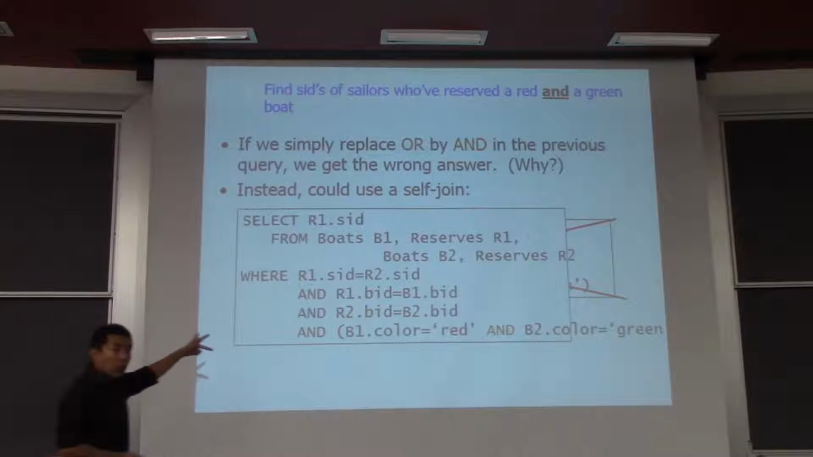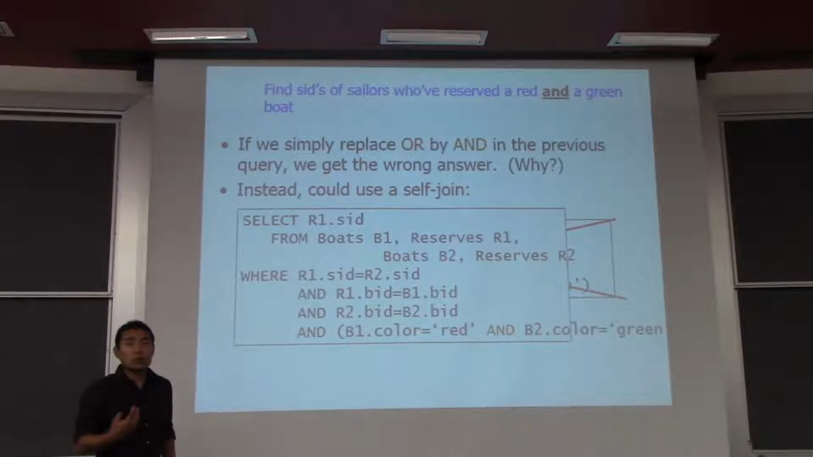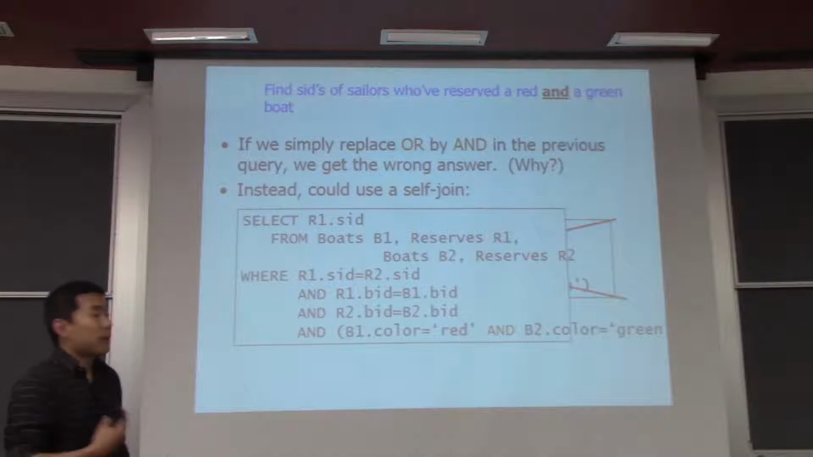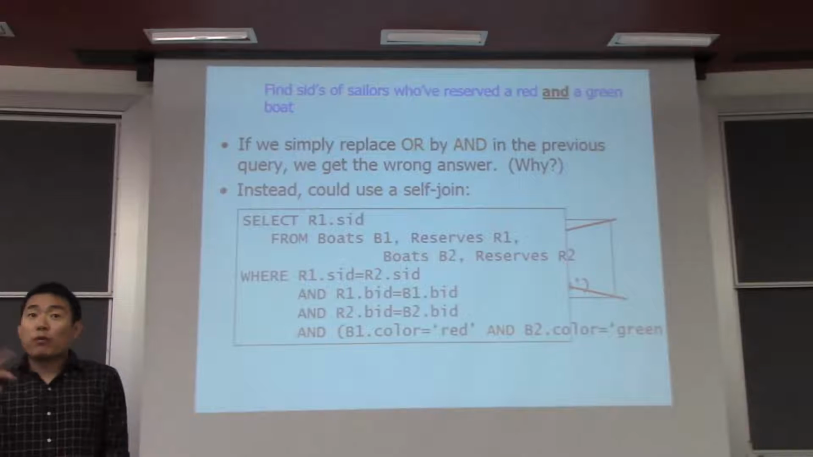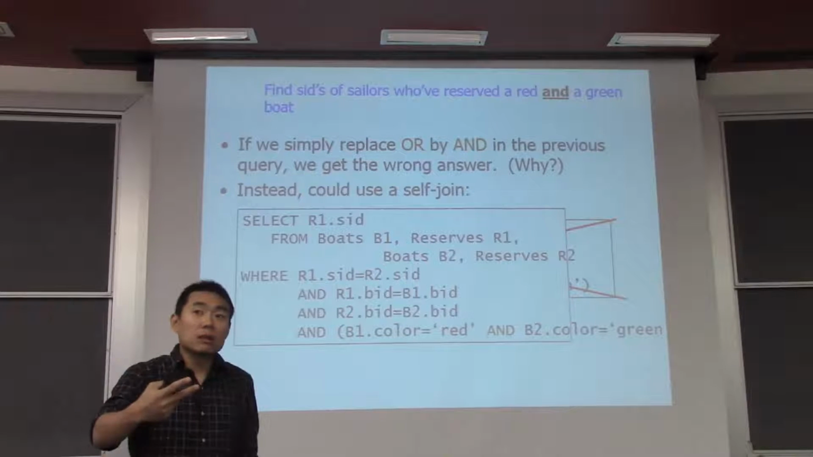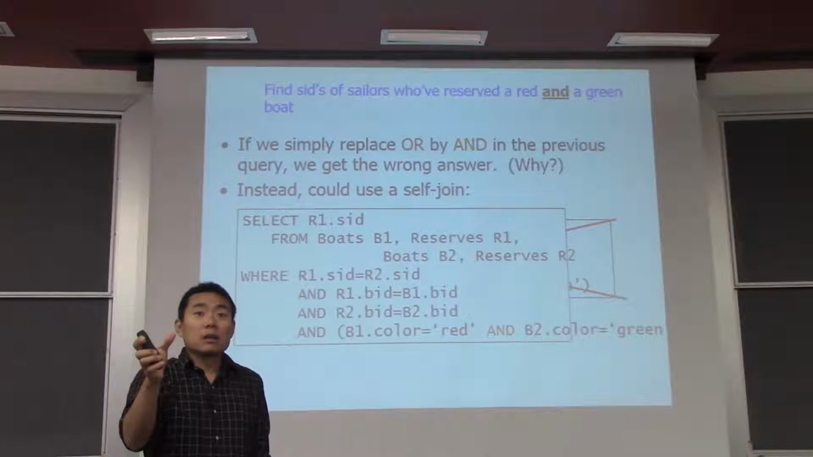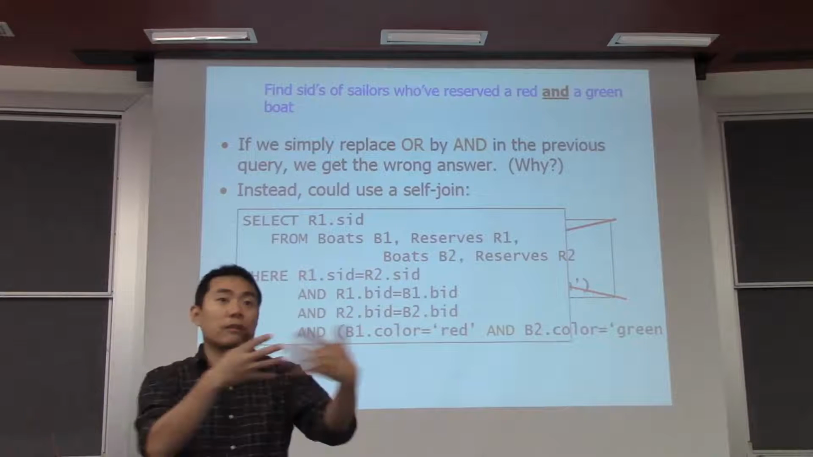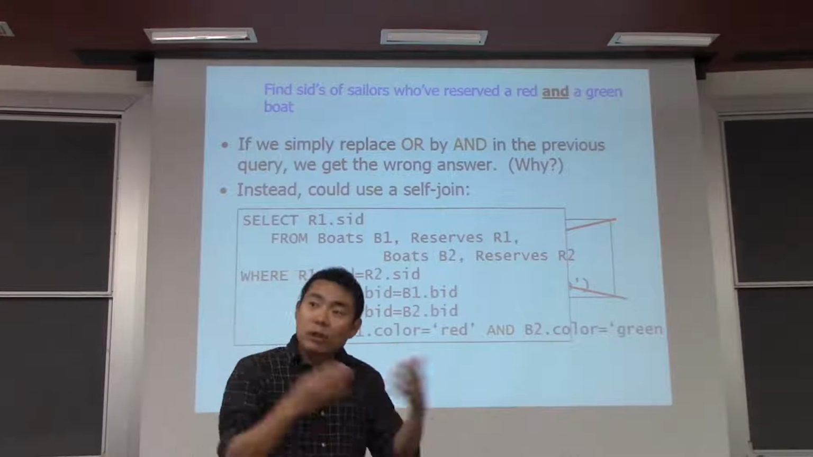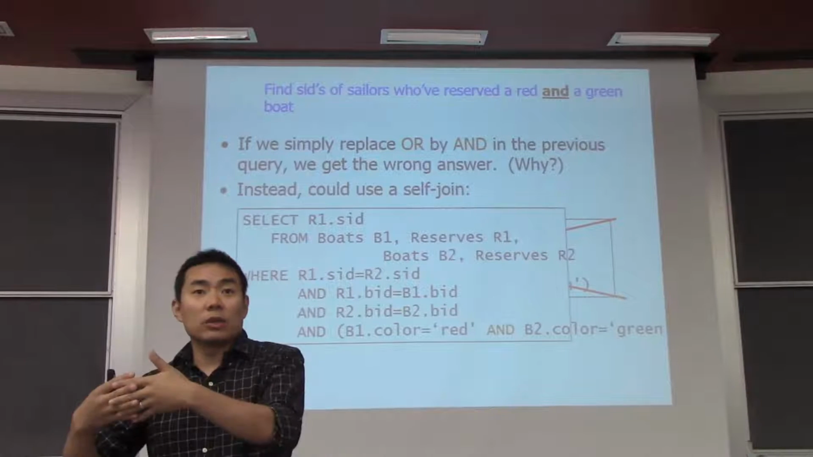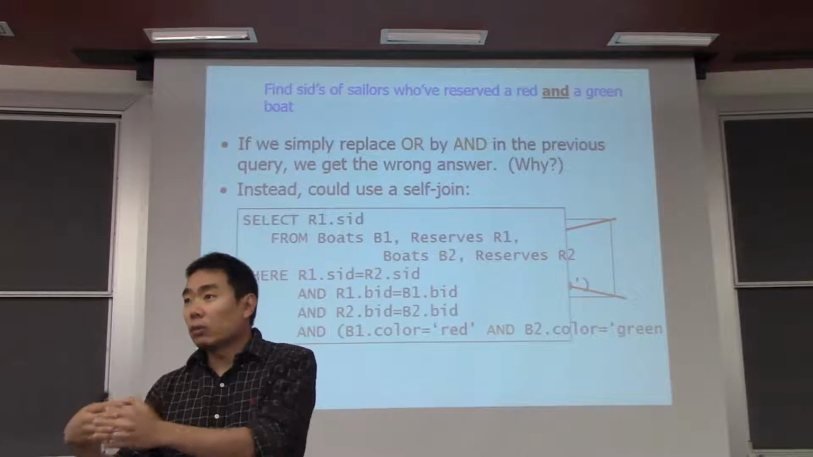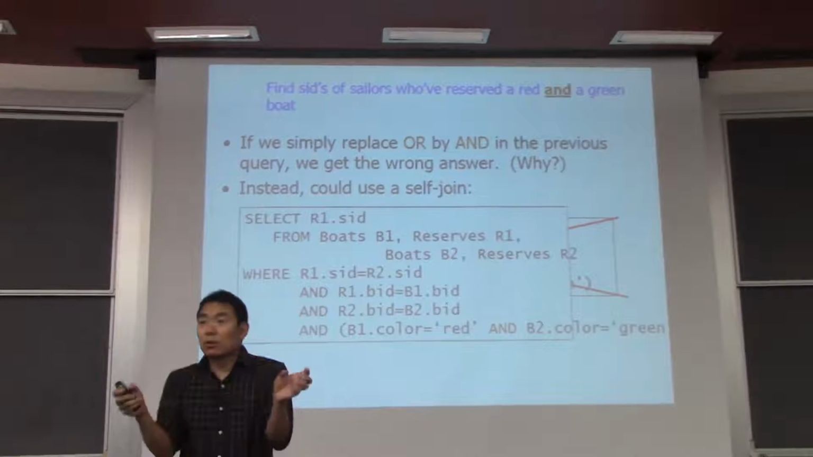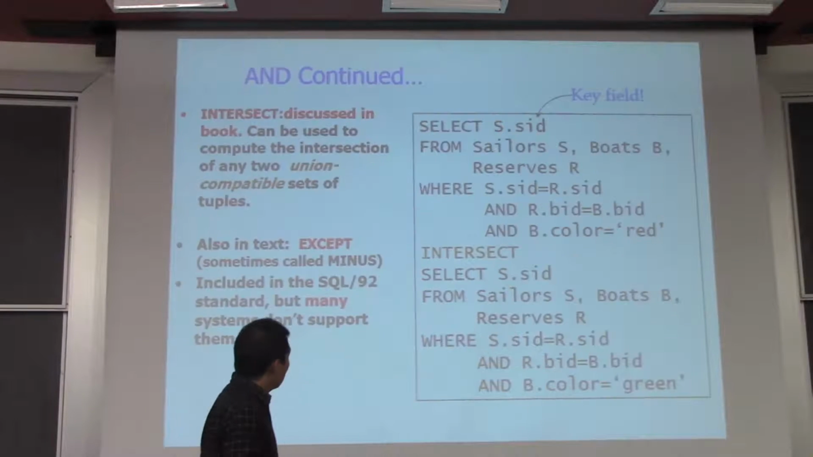So rather, one way of doing this is to introduce two copies of the same instance of reserve and boat and enforce two joins simultaneously over them. In the first join, you look for red boats and join reserve and boat with the red color condition. And in the second join instance, you enforce the green color condition. Okay, so that's the idea. Then at the end of the day, you join them together.